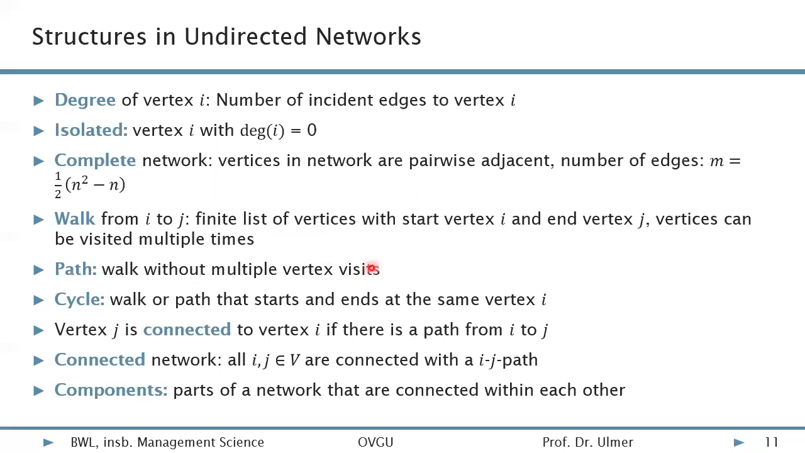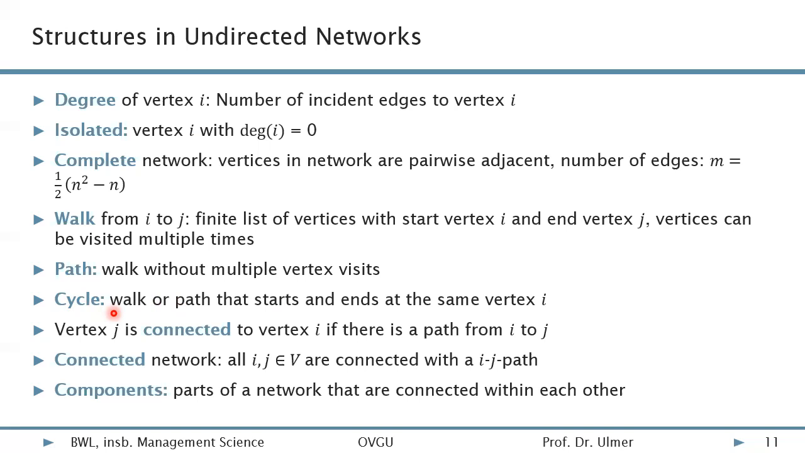And we have a cycle, which means it's a walk or path, so it could be both, that starts and ends at the same vertex. So our classical tours, visit all customers and then come back, is always a cycle, and very likely it's a path. But it can also be a walk. So in a cycle, you can visit vertices more than once.